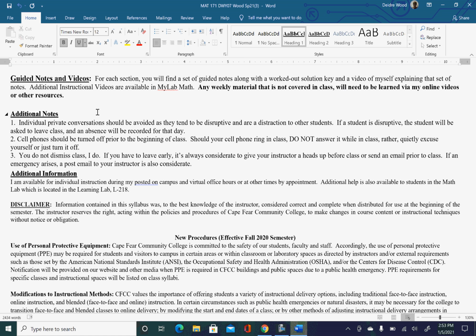But just do know, in the event that there is a case where a person is being disruptive or a distraction to others, then you will be asked to leave the class.